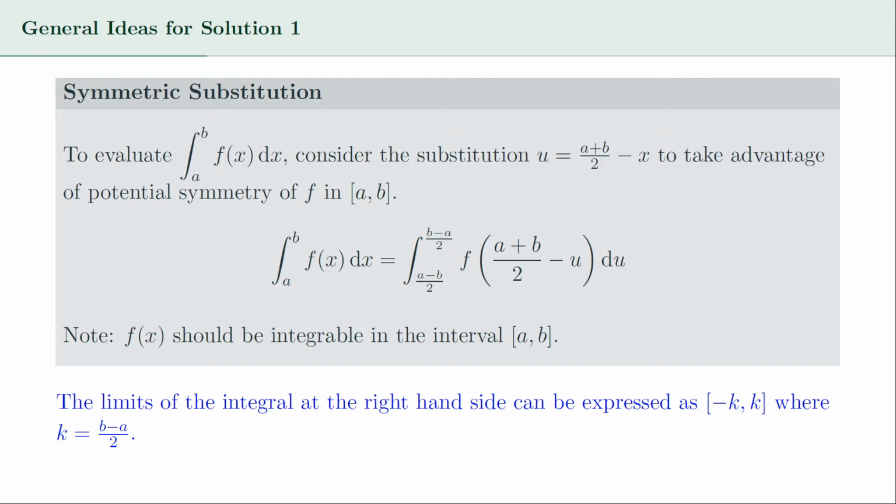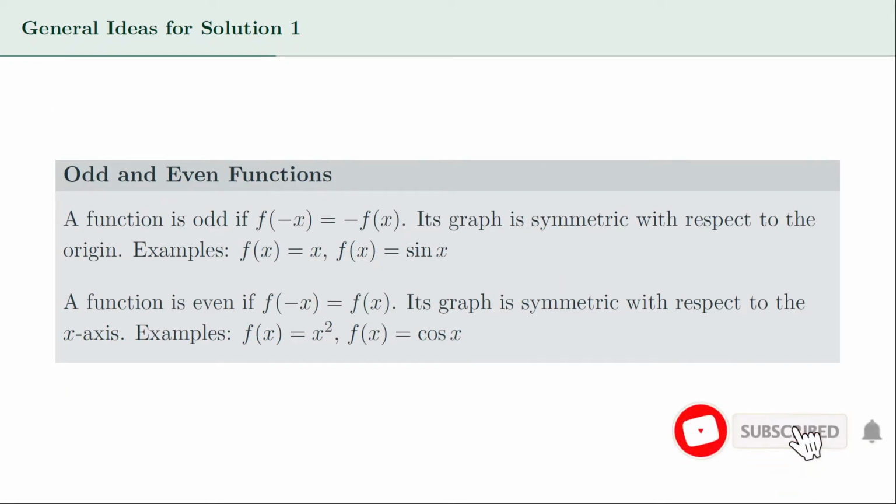That gives me some sort of idea that I can use some properties for the evenness or oddness of the function. So remember that a function is odd if f of negative x is equal to negative f of x. This gives a graph that is symmetric with respect to the origin. On the other hand, a function is even if f of negative x is equal to f of x, and its graph is symmetric with respect to the y-axis.